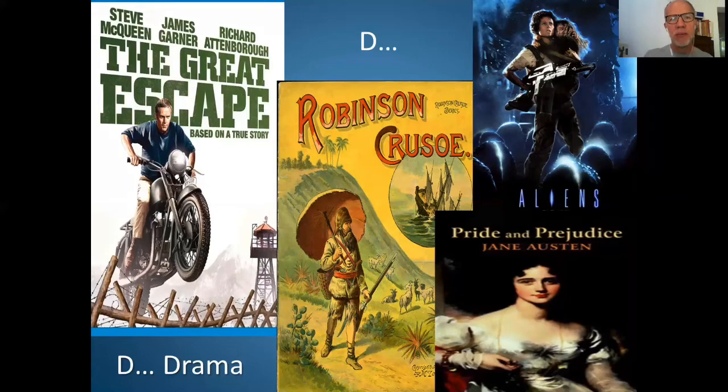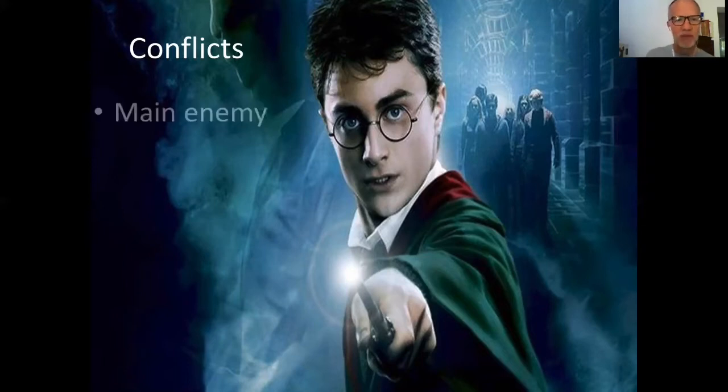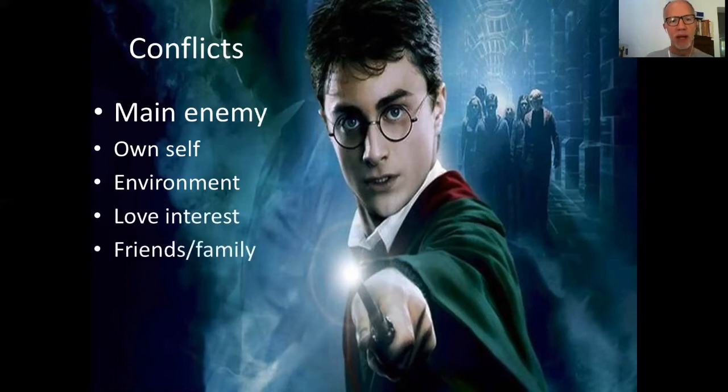Take this as an example, as an exercise. Harry Potter. Where does all the conflict come from in Harry Potter? Pause for a second and think about it. Well, there's conflict with the main enemy, of course, Voldemort, but there's lots of other conflicts as well. Think of this as a list of conflicts. There's Voldemort, the main enemy. His own self, he's often doubting himself, whether he's really a wizard. The environment, some of the area around him, around Hogwarts and other places, that can be hazardous. Love interest, well, is that going to work out or not? That's a common form of conflict and drama.